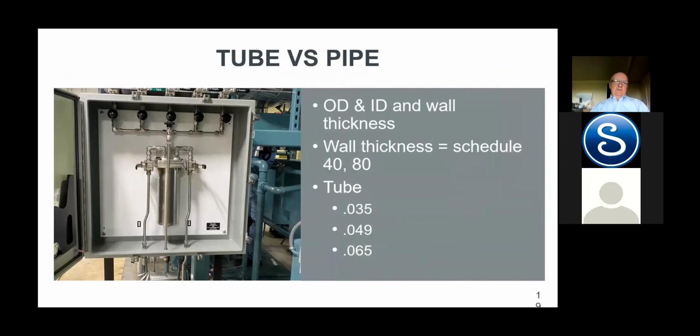Tubing versus pipe, just remember OD, ID, and wall thicknesses. When we go into wall thicknesses for schedule 40/80, it's common, so we know what the wall thicknesses are and the pressure and temperature rating. And the same thing with tubing: we can use 0.035, 0.049, 0.065, or 0.109. We have to know the maximum pressure and temperature, which dictates the wall thickness of the tube.